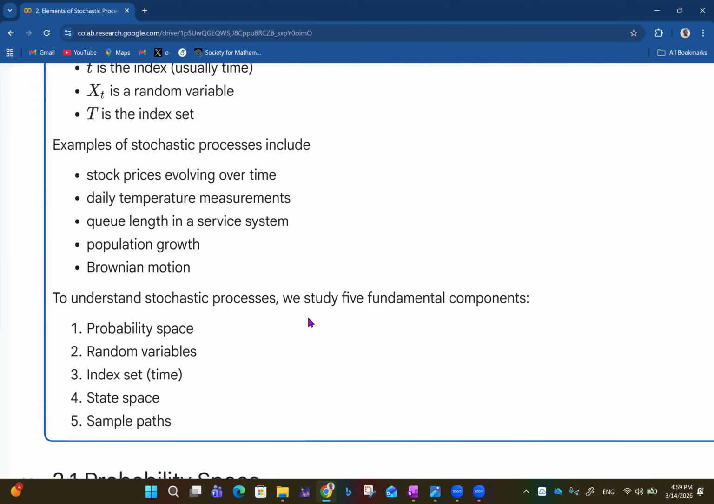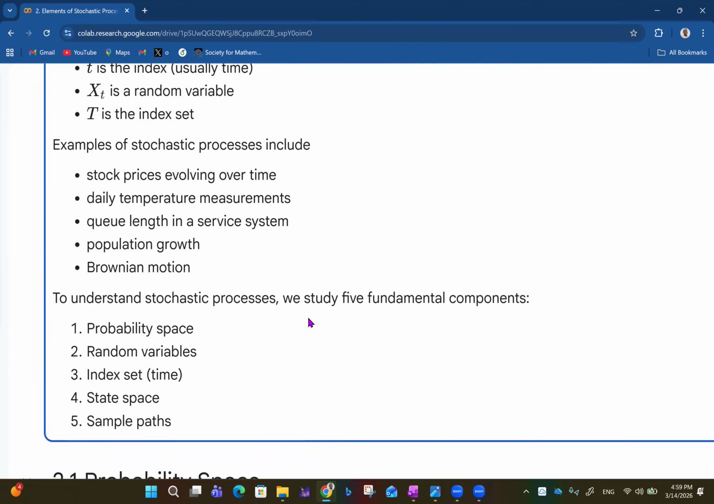For instance, you have your variable X, it maps Omega to the set of real numbers. So for every outcome small omega belonging to big Omega, the random variable produces a number X of omega.